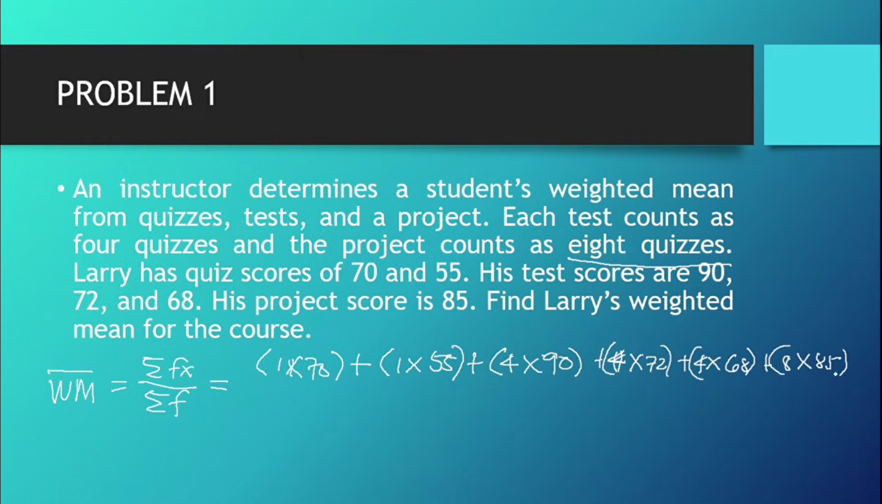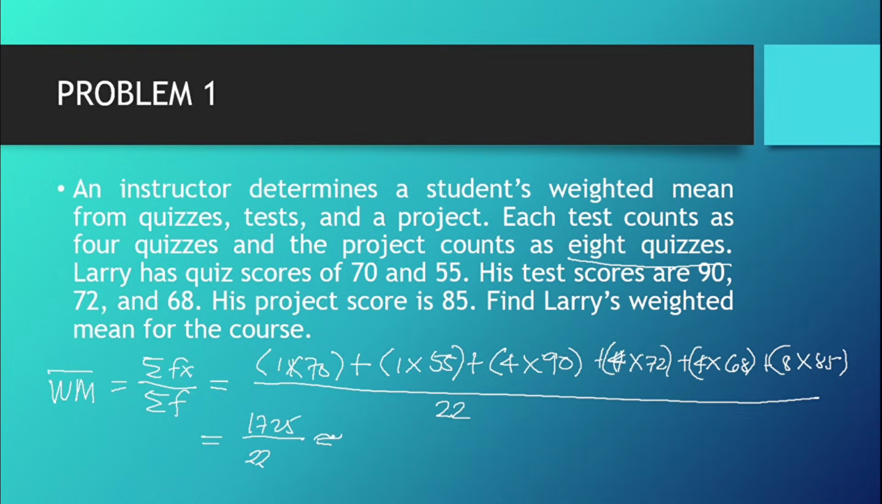We divide the sum of this by the sum of the frequencies. Just add 1, 1, 4, 4, 4, and 8, and we have 22. If we calculate the numerator, the result is 1725. Multiply, then add, divided by 22. Therefore, the weighted mean is approximately 78.4. So that's the answer for problem number 1.